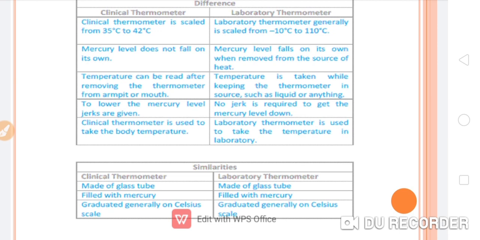Now next difference, the clinical thermometer is used to take the body temperature, and the laboratory thermometer is used to take the temperature in the laboratory. So these were the differences between the clinical thermometer and the laboratory thermometer.